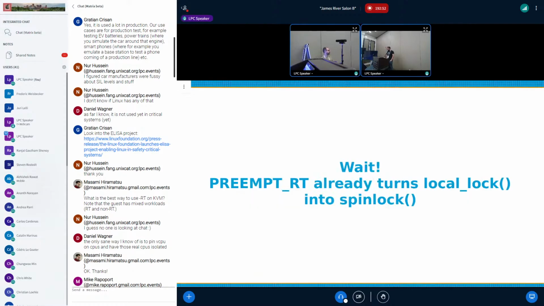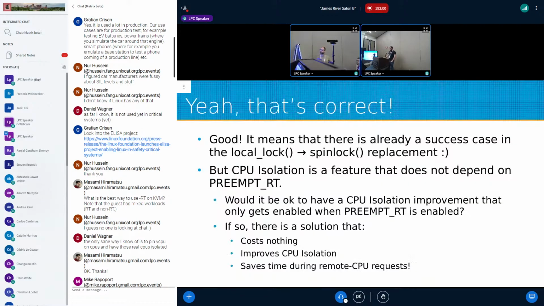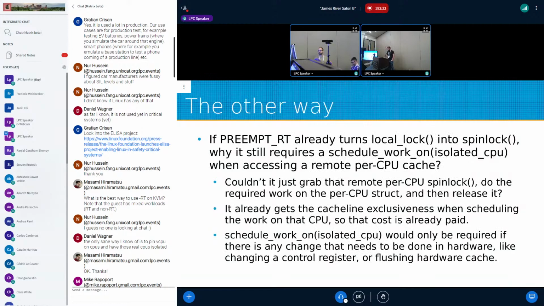The whole idea I already concluded, but there is a question. Why? Well, preempt-RT already turns local locks into spinlocks, which is good because it means someone already has a success case on that. We can just afford to, because with preempt-RT enabled, it costs mostly nothing. And there is this question: can we just improve CPU isolation in this scenario, where preempt-RT needs to be enabled for this improvement to happen? And if that's the case, why haven't we done that before? With preempt-RT enabled, we always have to pick a spinlock. Why are we scheduling work on that CPU and not just grabbing the spinlock instead?